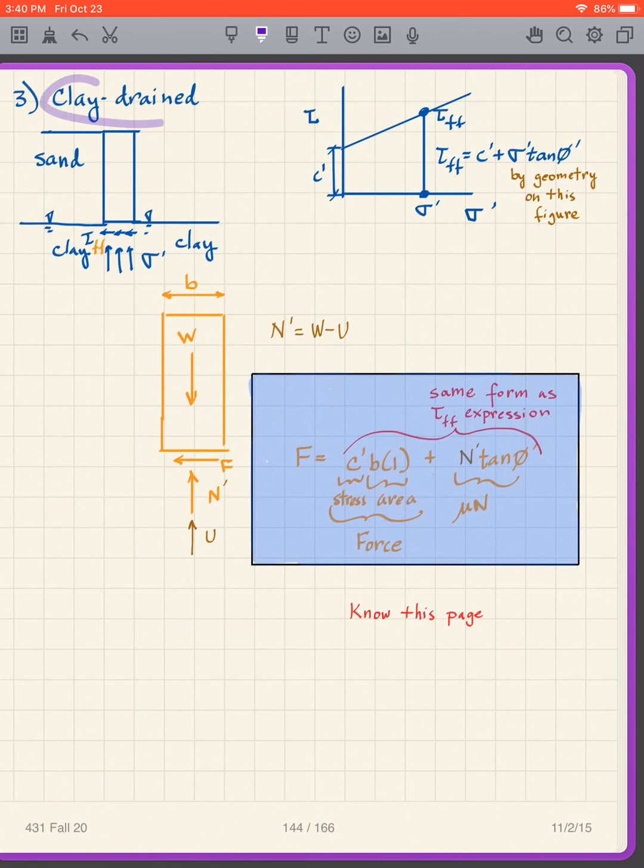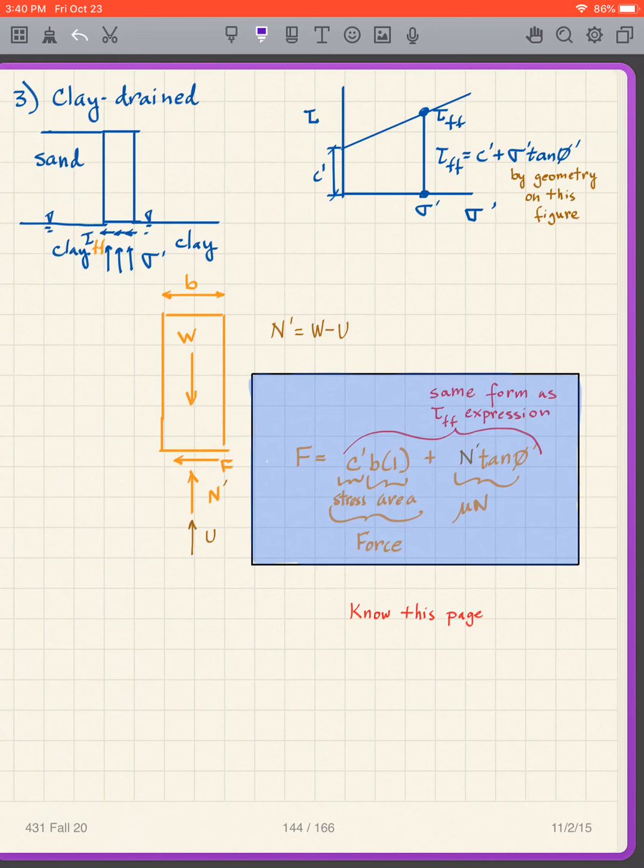When we have clay drained, now what do I have to do? Again, I have to separate out my pore pressure at the base and my effective stress force at the base. And we do the same thing. I get that N prime is the W minus the U. We know the U. We just did it previously.